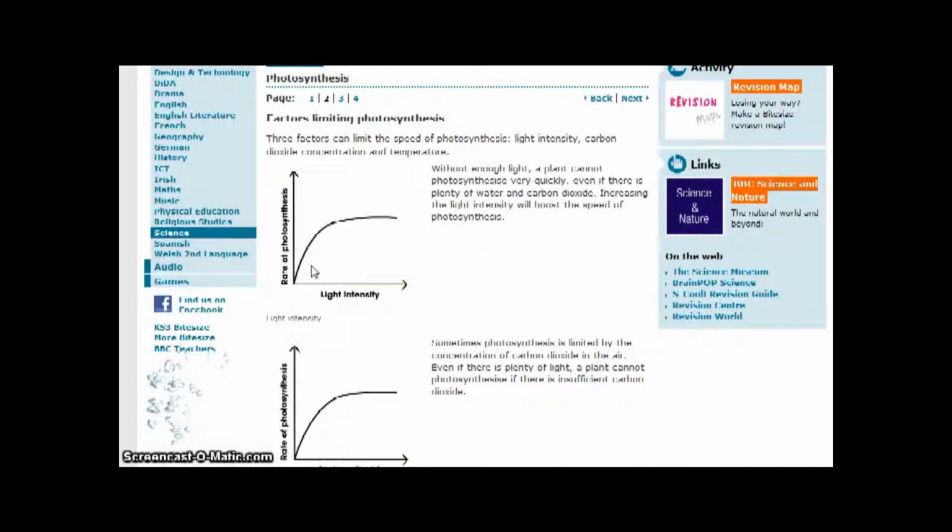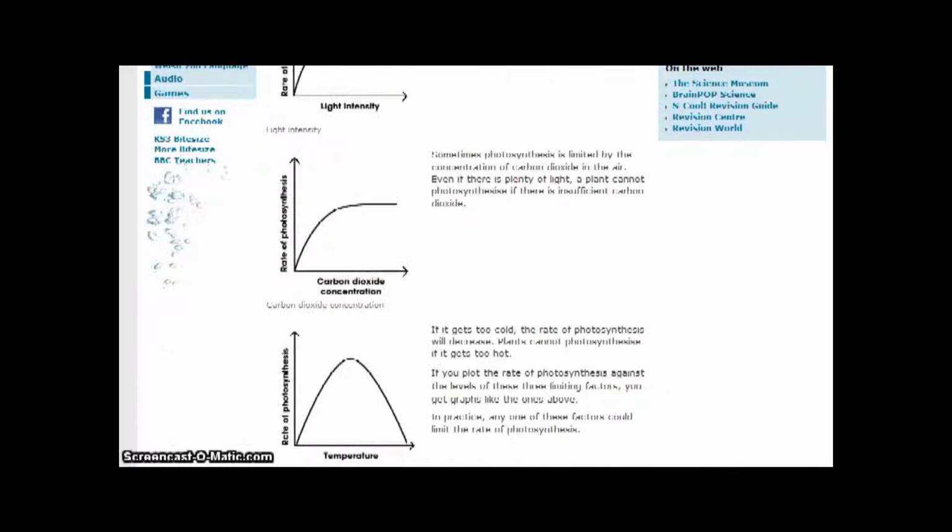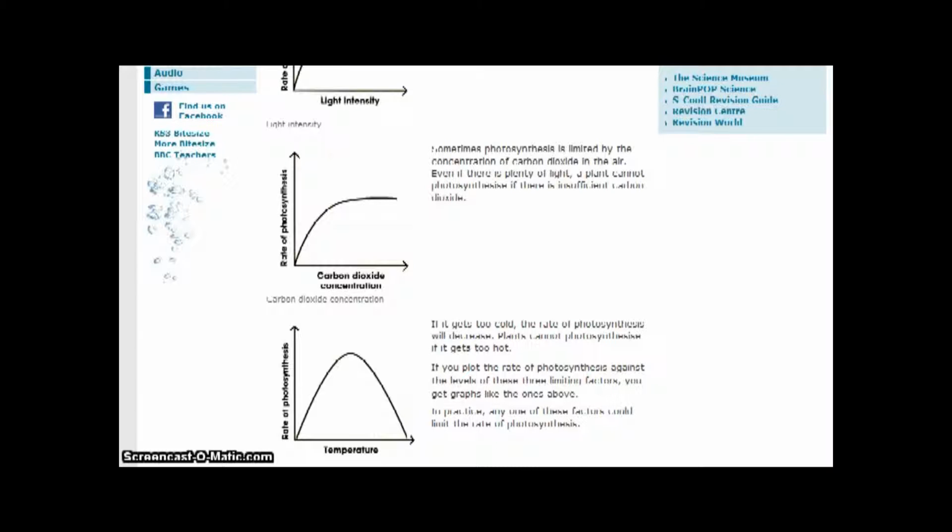increasing. So without enough light, a plant cannot photosynthesize very quickly, even if there is plenty of water and carbon dioxide. So yeah, increasing the light intensity will boost the speed of photosynthesis, but after a certain point it will not boost it anymore. And that is the same for these other two graphs.